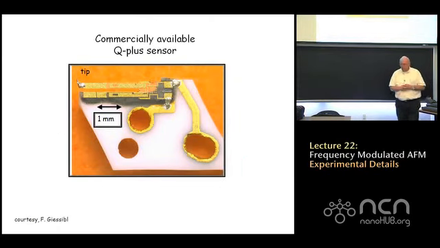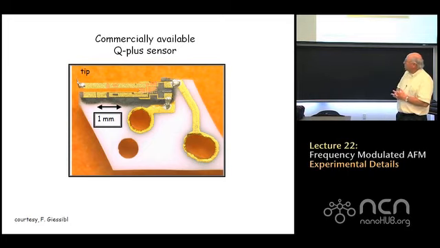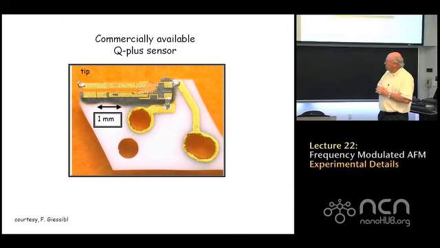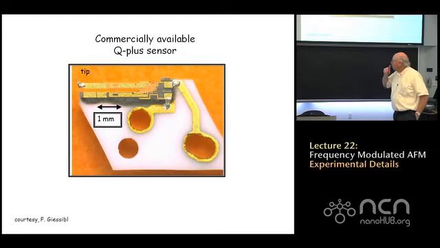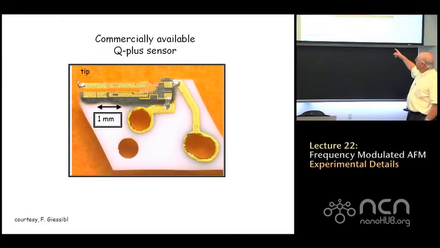I'll say that commercially these tuning forks come pre-mounted on ceramic plates. So this is an example of the so-called Q plus sensor that's available from Franz Giessibl's company. Giessibl pioneered these tuning forks in frequency modulated AFMs. He started a small company that sells these tuning fork sensors, and so you can see here what you get when you buy a Q plus sensor.